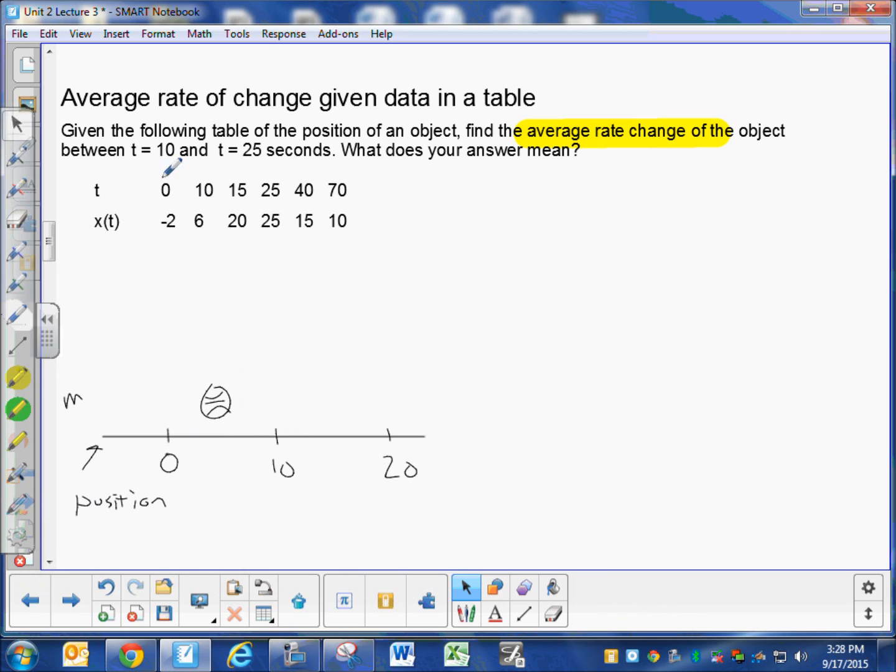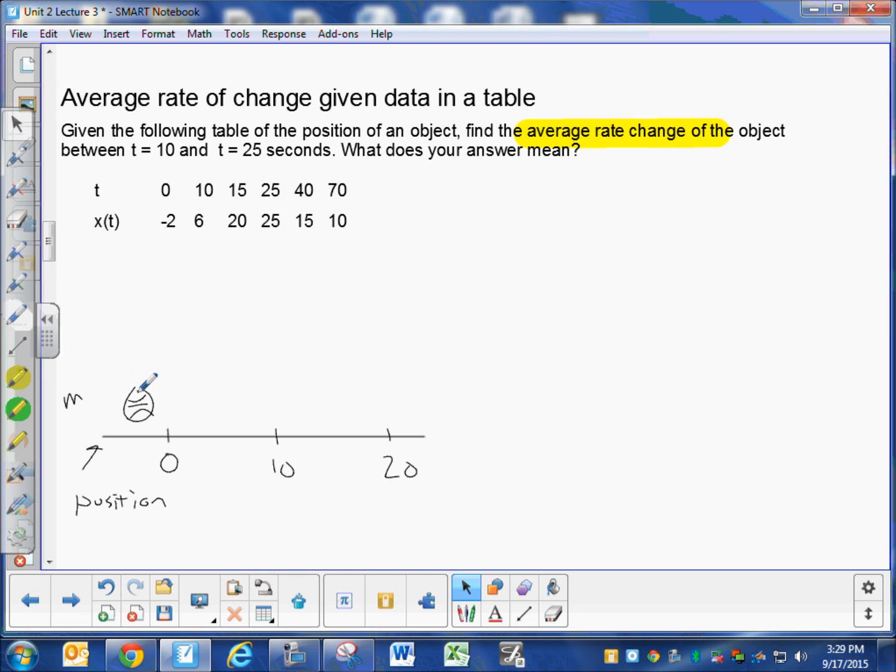Well, at time 0, being at position -2 does not mean I've moved -2 meters. I've moved 2 meters to the left. It just means that when I start my stopwatch, that basketball is located at position -2. Okay. Now, at time t equals 10 seconds, my position is at 6 meters.